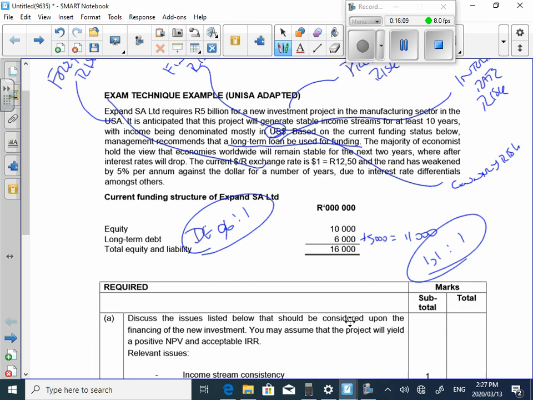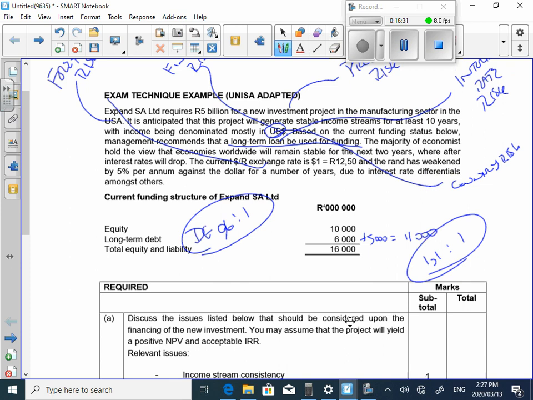Let's look at what's in the question, number one. It says income streams in dollars. So that should be one of the things. Therefore, because it's in dollars, I'm going to be paying interest and capital back. So what's going to happen? I can pay back my interest and capital in dollars. I can pay it back directly from the actual project itself.